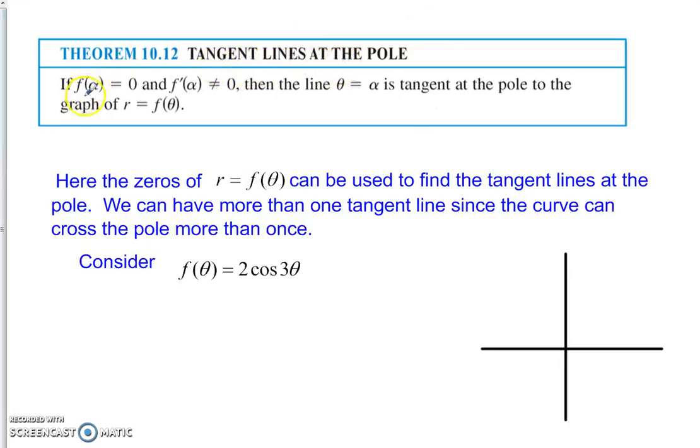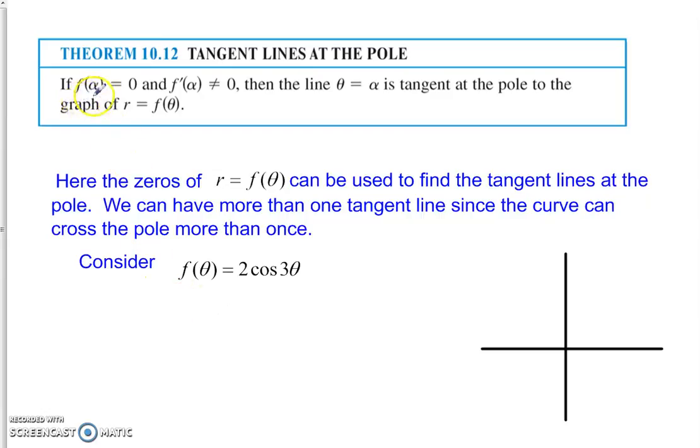Tangent lines at the pole. If f of theta equals 0 and f prime of theta, excuse me, this is alpha. If f of alpha equals 0 and f prime of alpha does not equal 0, then the line theta equals alpha is tangent at the pole to the graph of r equals f of theta. Here, the zeros of r equals f of theta can be used to find tangent lines at the pole. We can have more than one tangent line since the curve can cross the pole more than once, and you'll see an example in just a minute of a bunch of these. So let's see how this works out.